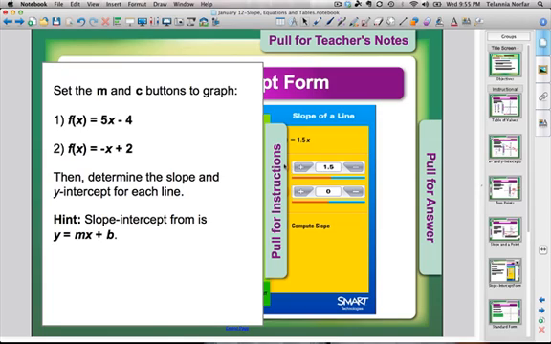The directions again say set the M and C buttons to graph f of x equals 5x minus 4. F of x is another way of saying y equals. And f of x equals negative x plus 2. Then you're going to determine the slope and the y-intercept for each line. Remember, slope-intercept form is y equals mx plus b. Pause the video until you have graphed both lines and come up with what's the slope and what's the y-intercept.